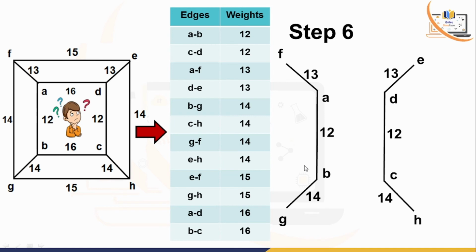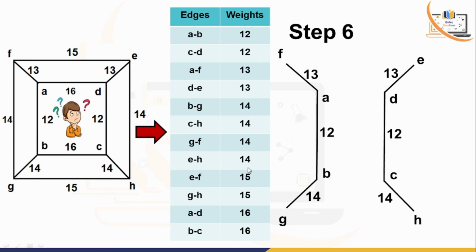But look, what is your next minimum? Obviously the next minimum is again 14, but look, the connection is your GF. GF means this particular line, right? But if I draw this particular line, obviously it will create a circuit, and we know that in the case of a spanning tree there will be no circuit, so we will discard that particular edge. Move to the next step.